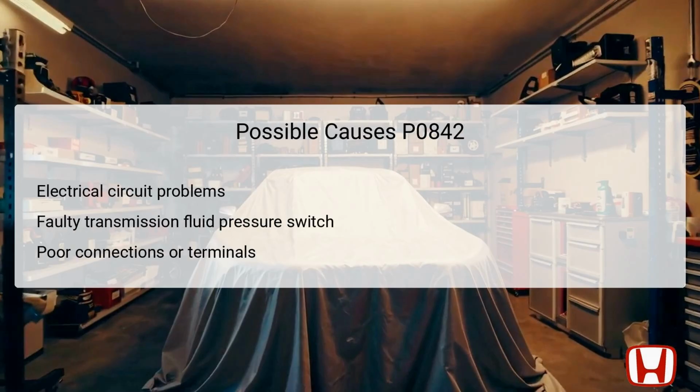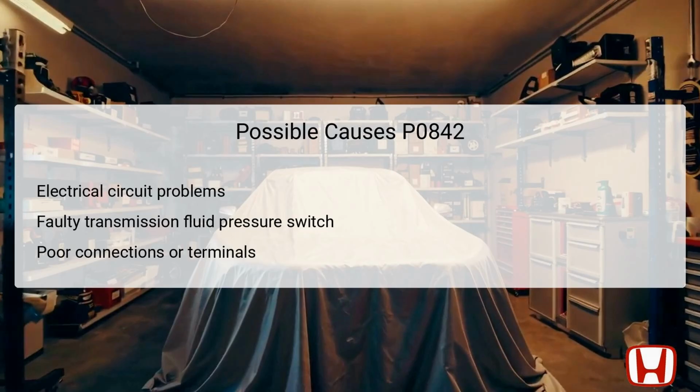There are several potential causes that can lead to the DTC P0842 code. The primary culprit is typically an electrical circuit problem, which could be a short circuit, open circuit, or high resistance in the wiring. Another cause is a faulty transmission fluid pressure switch A itself, which may be defective and unable to provide the correct signals to the PCM.